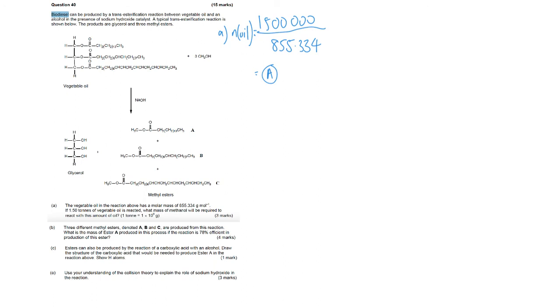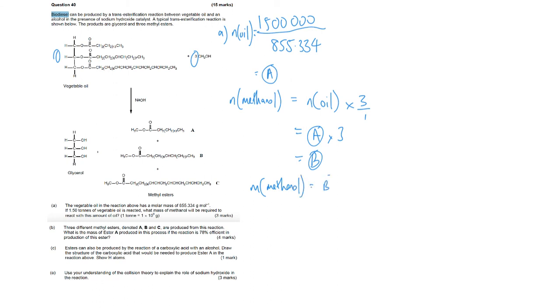Okay, what is the number of moles of methanol that you'll need? So the number of moles of methanol will be equal to the number of moles of oil times 3 on 1, because it's a 3 to 1 ratio. So therefore it's A times 3, which will be equal to some value B. Right, there's that one there. Oh, wait, you need the mass. Read the question, Mr. Lim. And then the mass of methanol that is required will be B times whatever the molar mass of methanol is, which will be equal to some value.